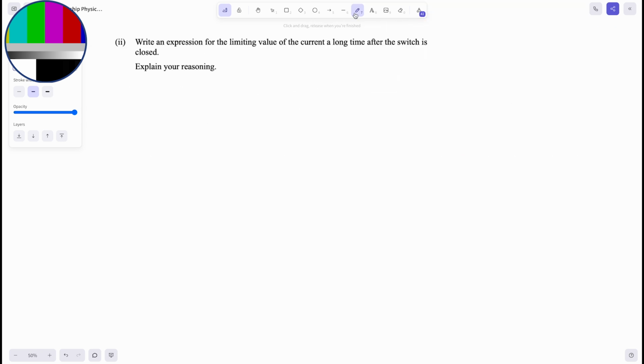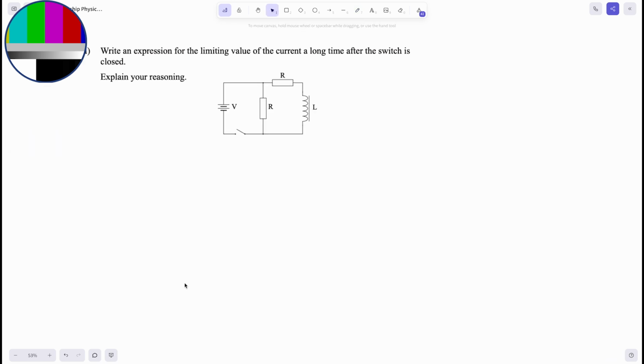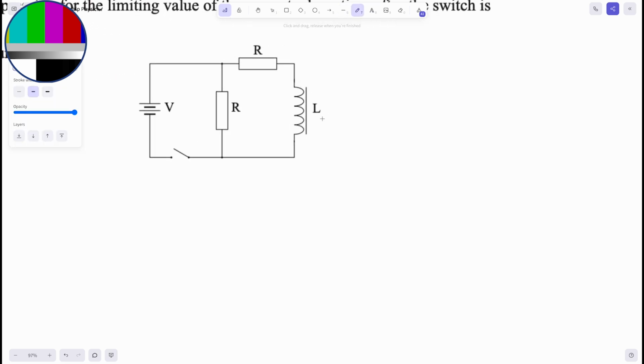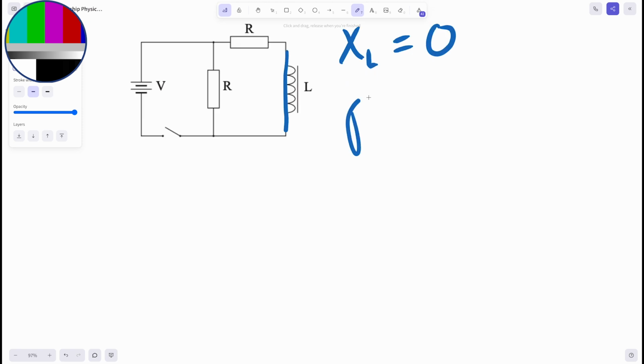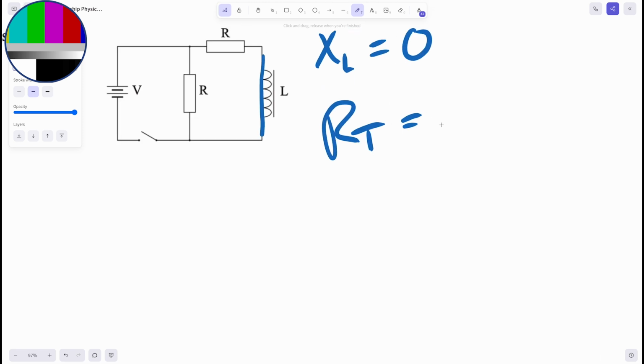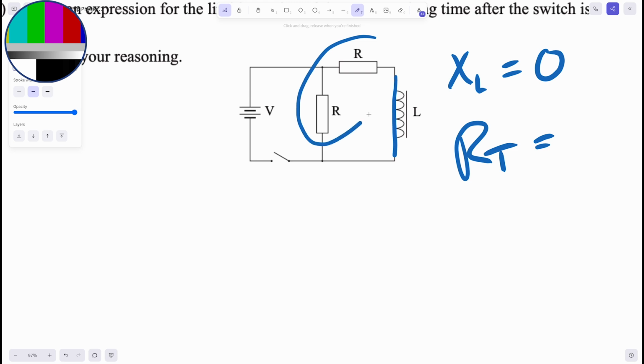Write an expression for the limiting value of the current a long time after the switch is closed. Explain your reasoning. Okay, so this is a long time after the switch is closed, and therefore the inductor is effectively just a regular wire, and so the reactance of the inductor is 0, and therefore the total resistance is going to be these two resistors only.